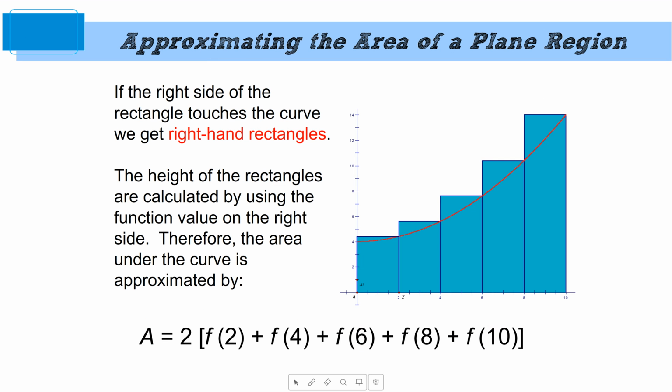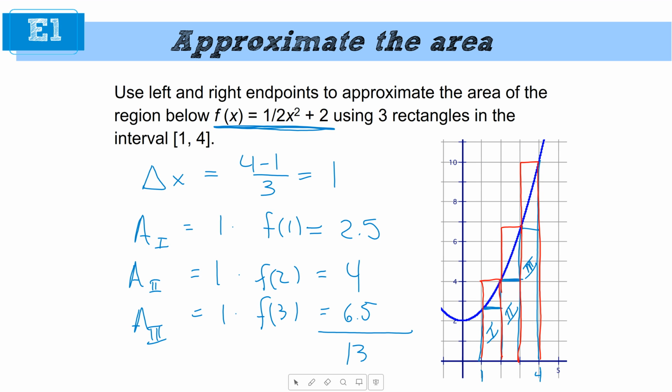This red rectangle now touches on the right-hand side, and that right-hand side is actually at 2. So the area of that first rectangle would be 1 times f of 2. The weird thing is, and this won't always happen, but notice that the first red rectangle has the same area as the second blue rectangle. And that process continues.